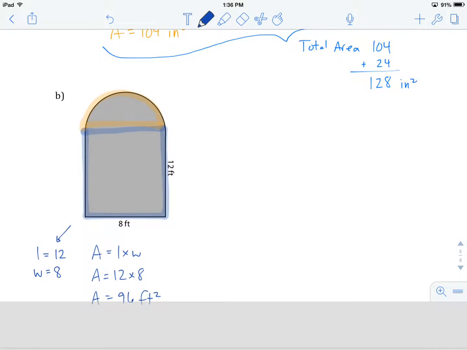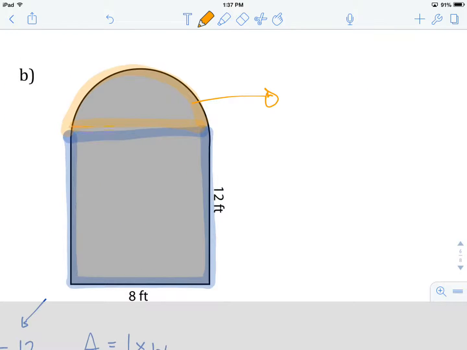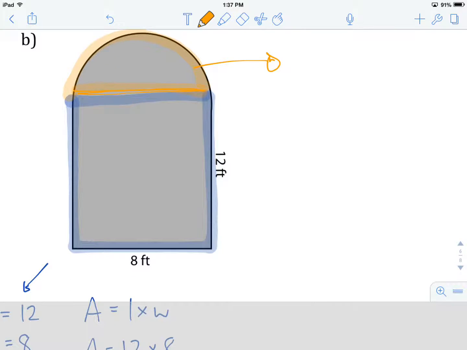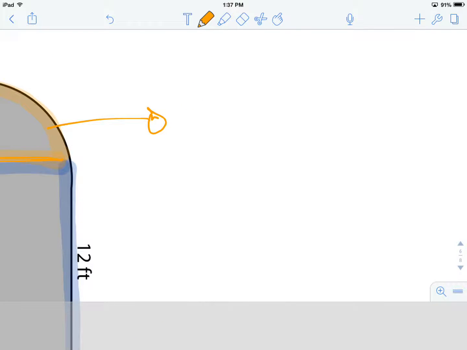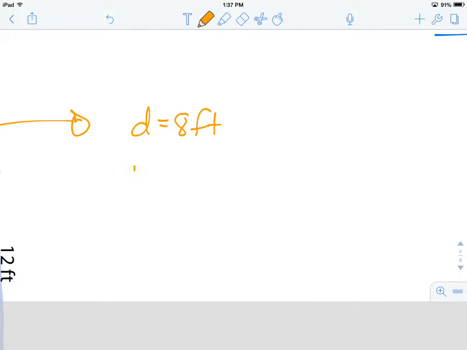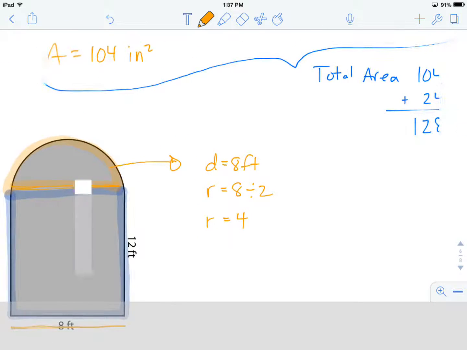Let's have a look at this circle. Now it doesn't seem that we have any pieces of information about this circle yet. And that's true. None were provided explicitly, but we do know that the distance all the way across, so this piece right here, if you can see me drawing it, that piece all the way across the circle, that's a diameter. And because it's parallel to this right here at the bottom, we know that the diameter is going to be 8 feet. But what we need is the radius. So the radius will be equal to, if you remember, half of our diameter. So the radius of this circle is actually going to be 4 feet.